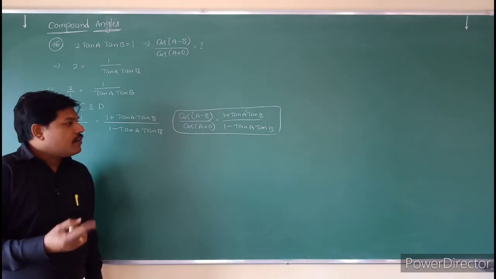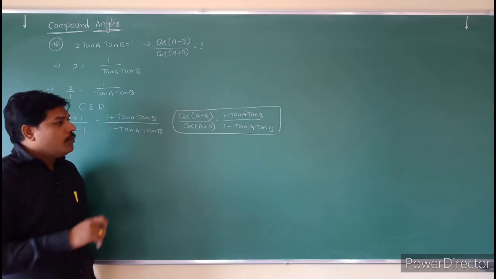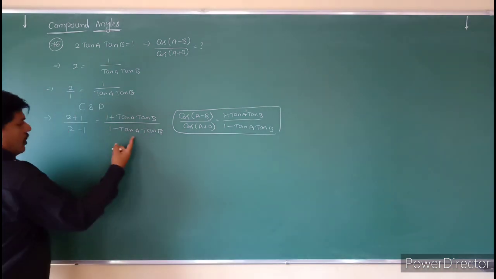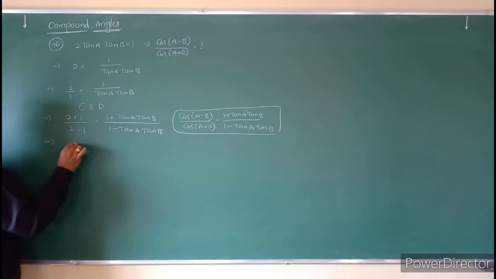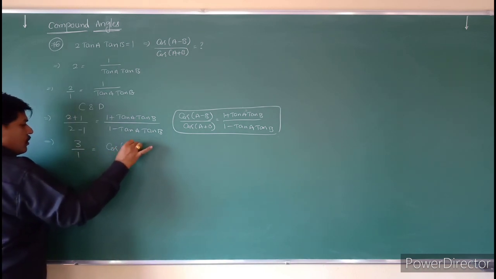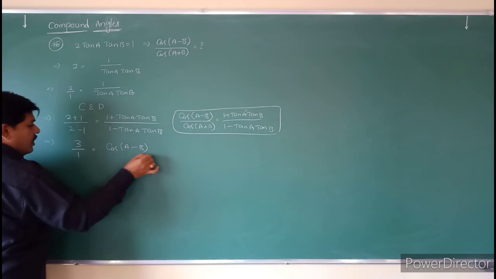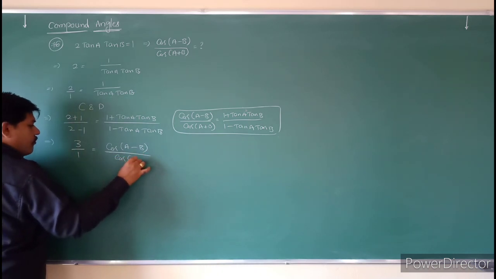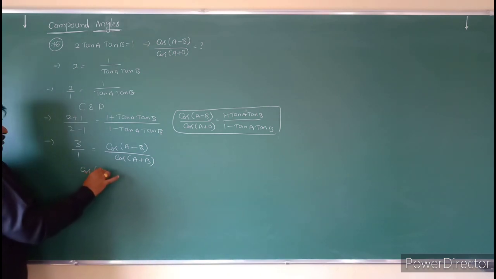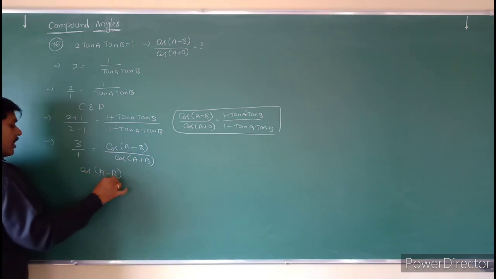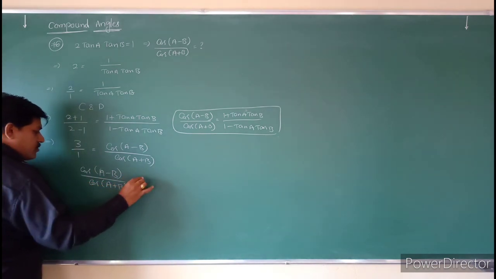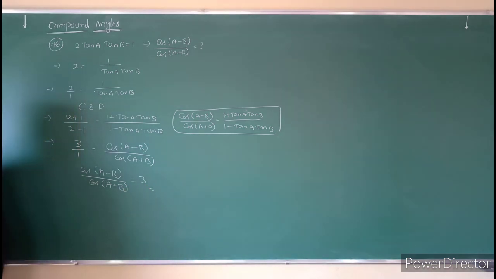I am given this cos of A minus B by cos of A plus B is equal to (1 plus tan A tan B) by (1 minus tan A tan B). So this one we can take as (2 plus 1), that is 3 by 1, is equal to cos of A minus B by cos of A plus B. So therefore cos of A minus B by cos of A plus B is equal to 3, that is the answer.